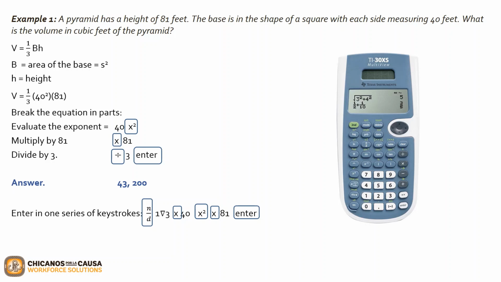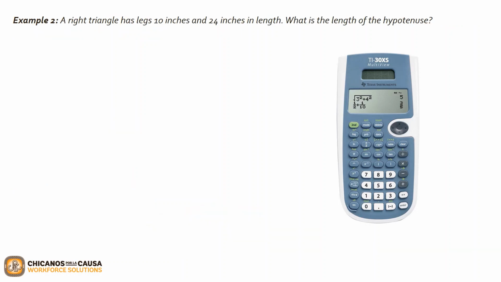Let's look at example 2. A right triangle has legs 10 inches and 24 inches in length. What is the length of the hypotenuse? Do you remember the hypotenuse? Anytime you read where it says hypotenuse, think the Pythagorean relationship. Do you remember that now? Is it coming back? I hope it is.